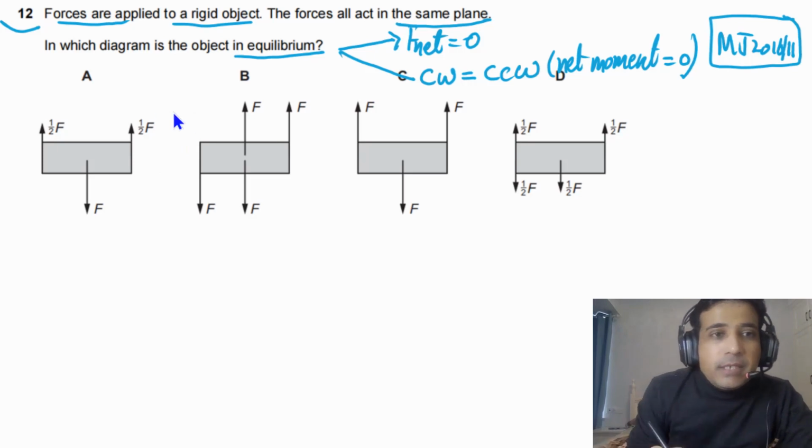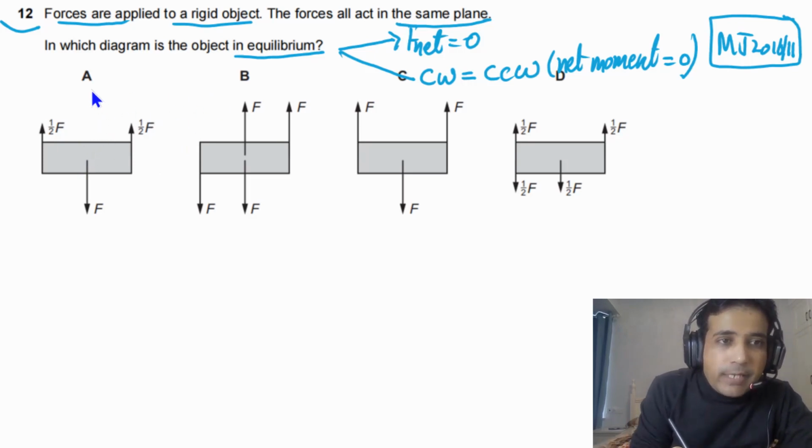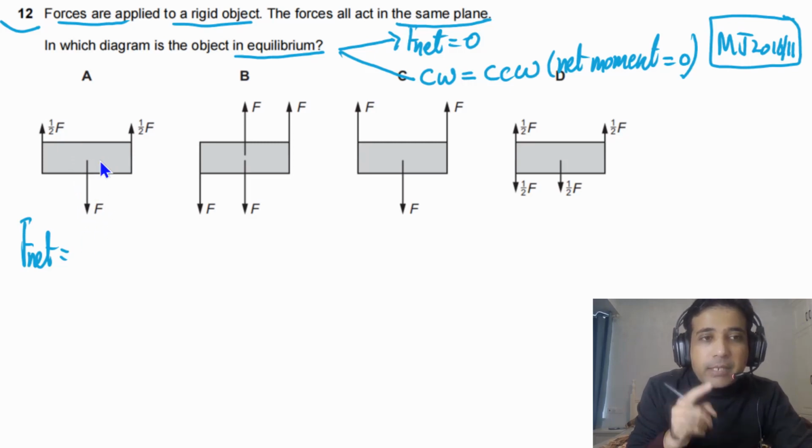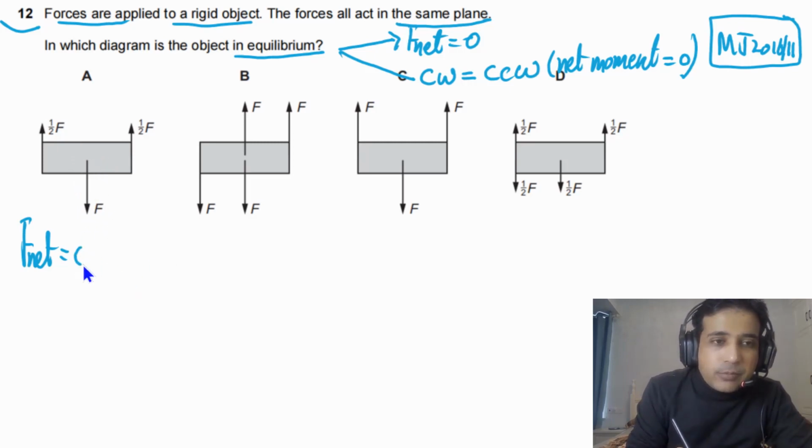In order to answer this question, if you look at option A, in this case we will first write down F net. Is F net equal to 0 or not? In this case F net is equal to 0 because the downward force is F and the upward force is also F, so F net is equal to 0. Now we need to find out, is the net moment in this case equal to 0 or not?